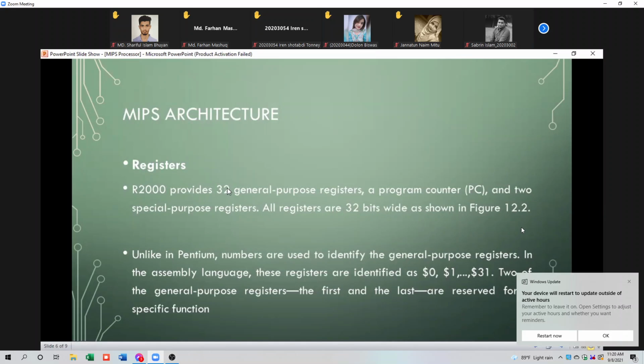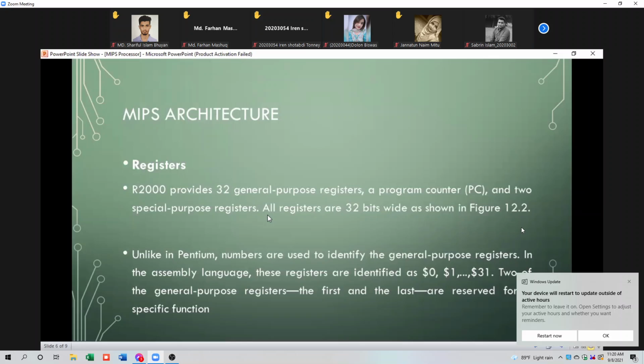R2000 provides 32 general purpose registers, a program counter, and 2 special purpose registers. All registers are 32 bits wide. So the MIPS (million instructions per second) R2000 processor has a total of 35 32-bit registers. There are a total of 35 registers and all these registers are 32-bit registers. Okay, there are 32 general purpose registers, a program counter, and 2 special purpose registers.